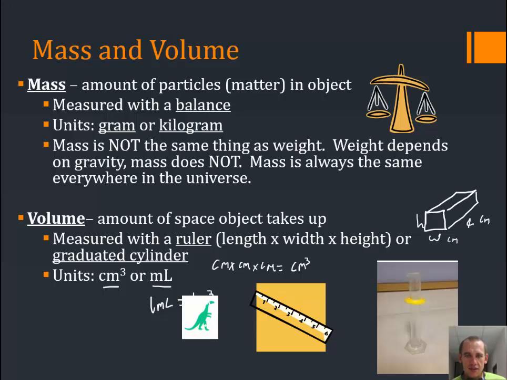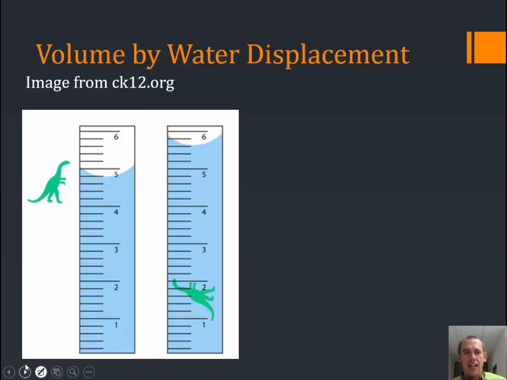Now, if we have this little dinosaur-shaped thing, I can't very well multiply its length times its width times its height because I can't measure any of those, it's an irregular shape. So that's where the graduated cylinder comes in with the water displacement method. So let's take a look at that.